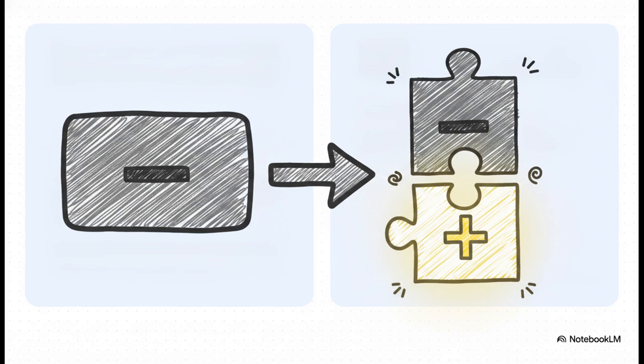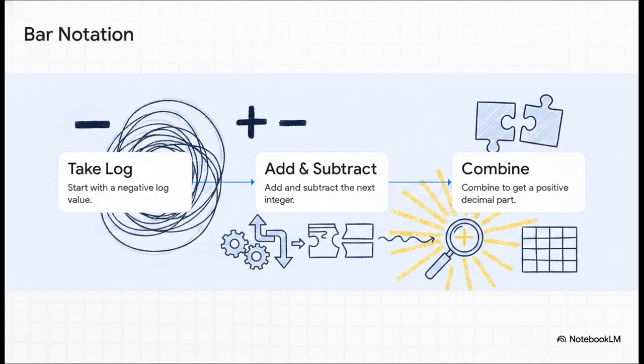But to fix this, mathematicians use a very clever workaround called bar notation. Look at the second item here, 2 bar 0.7643. This genius little trick means that only the integer, the 2, is negative, while the decimal part, the 0.7643, is wonderfully, perfectly positive. So how exactly do we get there? We perform a little bit of mathematical surgery.